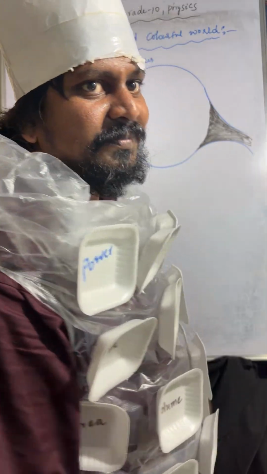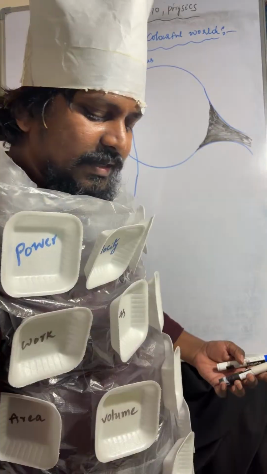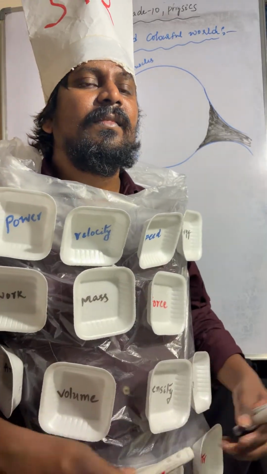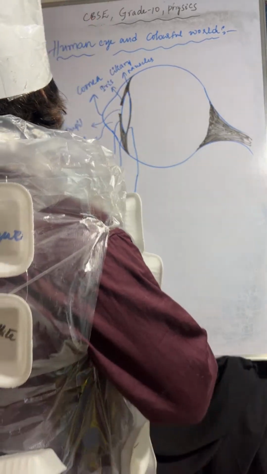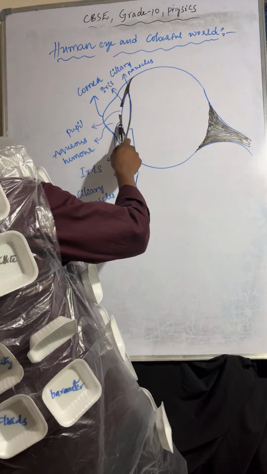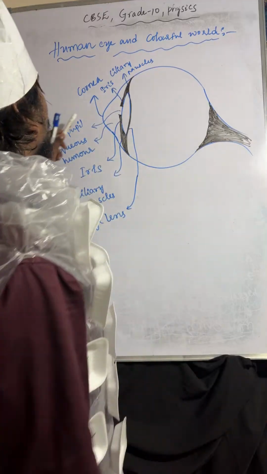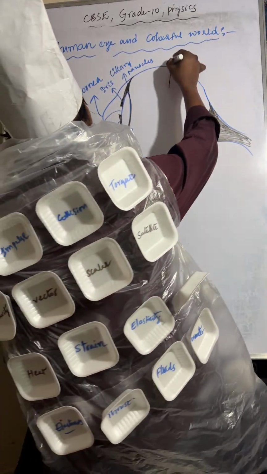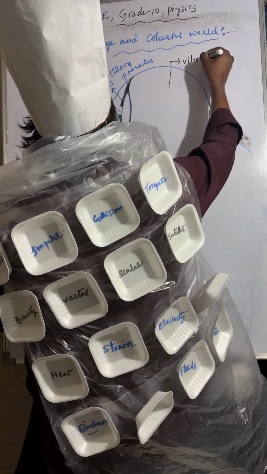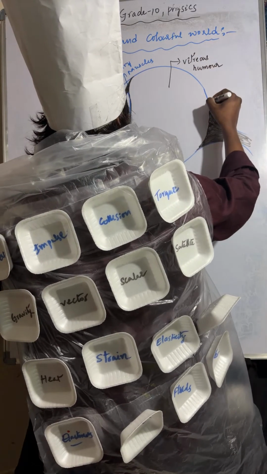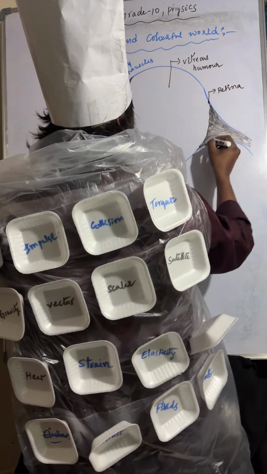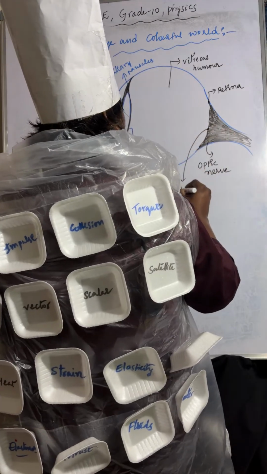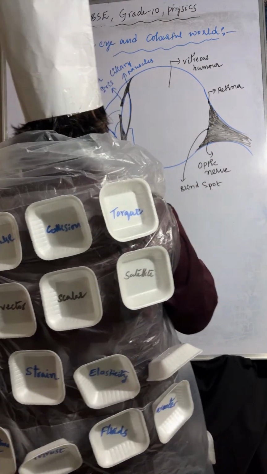Okay, so human eye and colorful world. Now you can see: sclera, ciliary muscles, iris, pupil, aqueous humor, cornea. Now you can see here, this is vitreous humor, and here it is the retina, and coming to this one is the optic nerve, and here is the blind spot. Okay, that is the human eye.